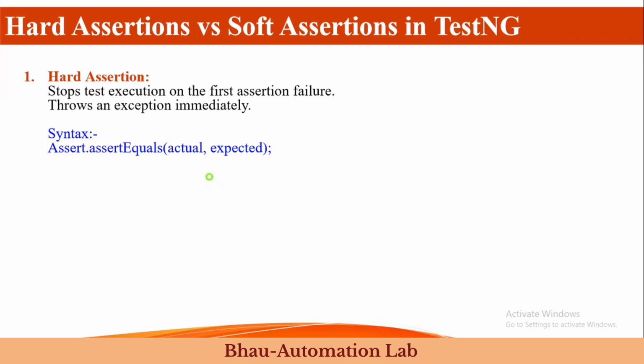If this is not matched, then your script will terminate at that particular point of code itself. It will not execute further. So if you use hard assertion, your script execution will stop at the first assert itself, and it will throw the exception immediately in your console.